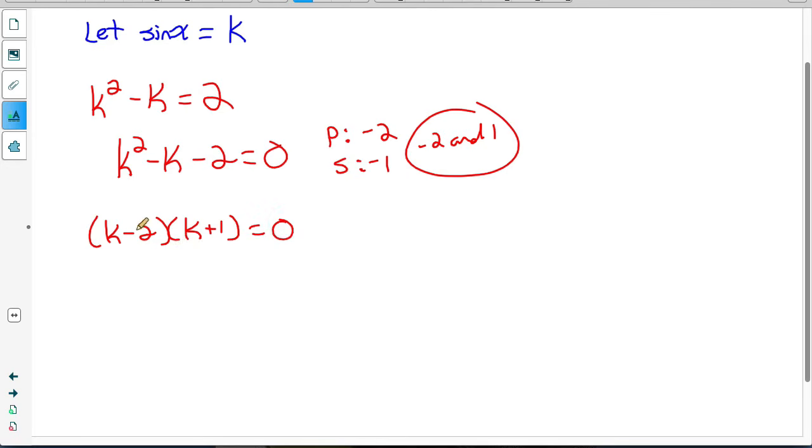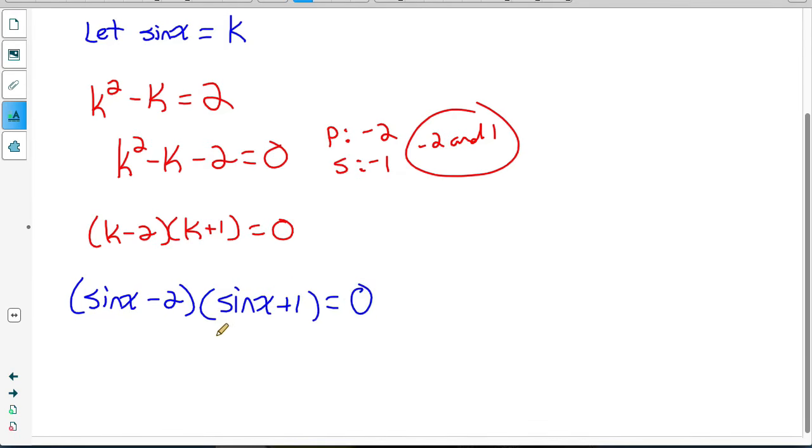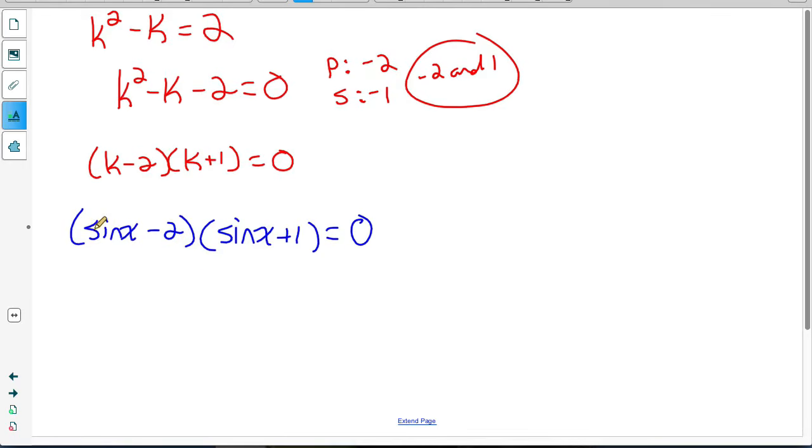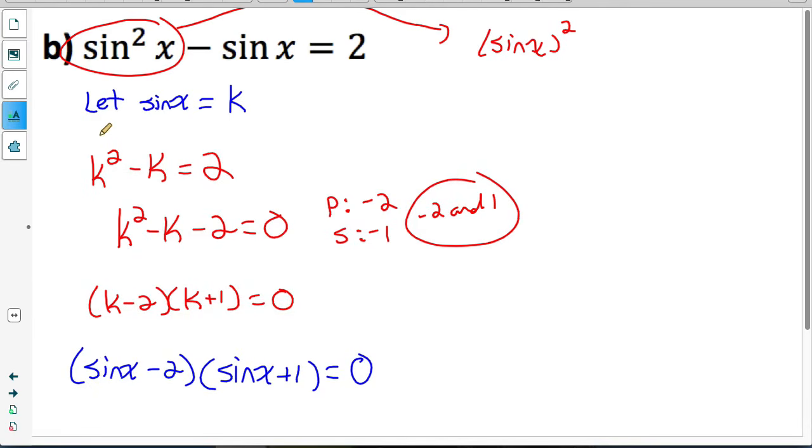And now that I have it in factored form, now we can resub in from our let statement what k is equal to. So remember, each k is actually a sine x. So this is actually sine x minus 2 times sine of x plus 1 equals 0. Now, this whole let statement isn't necessary. I just think sometimes it makes it easier for people to visualize that what we have is in fact a quadratic that can be factored.